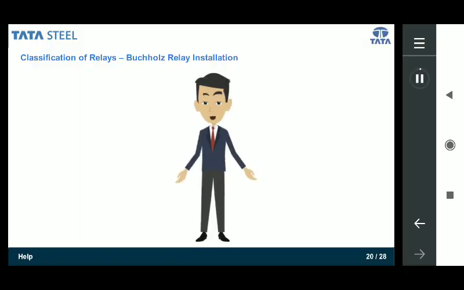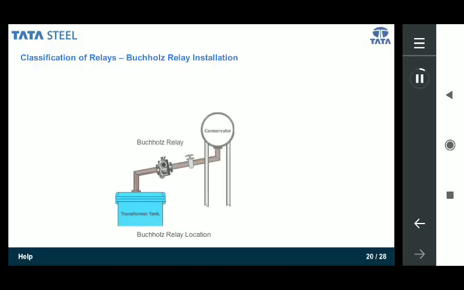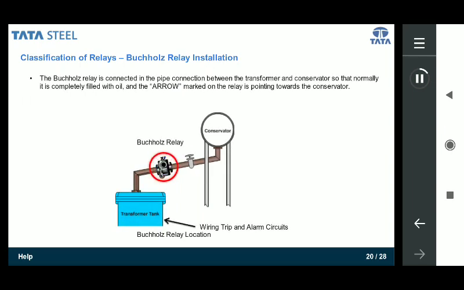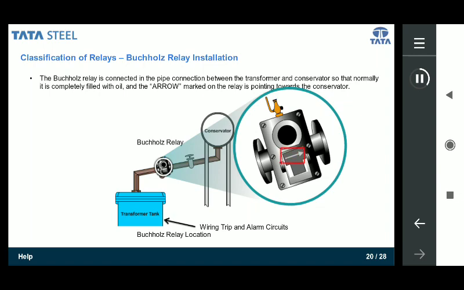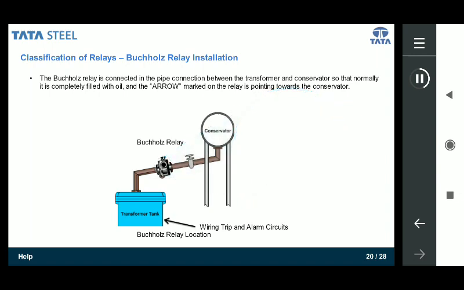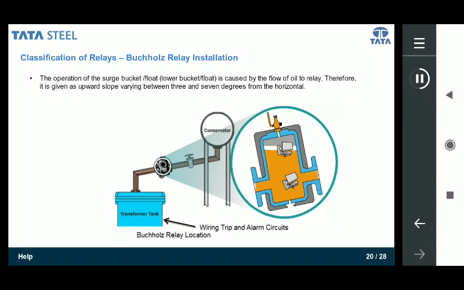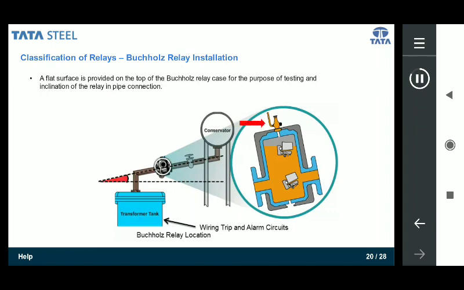Let us now look at the installation of the Buchholz relay. As you can see here, the Buchholz relay is connected in the pipe connection between the transformer and conservator, so that normally it is completely filled with oil and the arrow marked on the relay is pointing towards the conservator. The operation of the surge bucket or float, the lower bucket or float, is caused by the flow of oil to the relay. Therefore, it is given an upward slope varying between 3 and 7 degrees from the horizontal. A flat surface is provided on the top of the Buchholz relay case for the purpose of testing the inclination of the relay in the pipe connection.